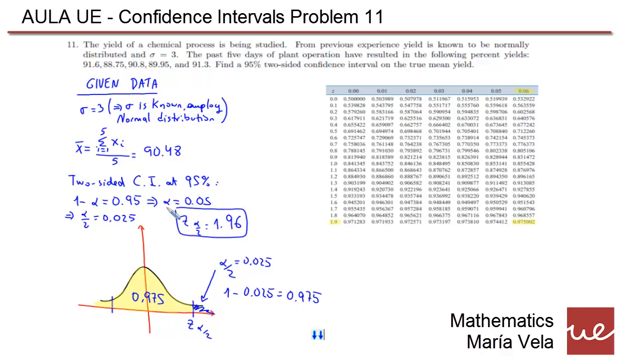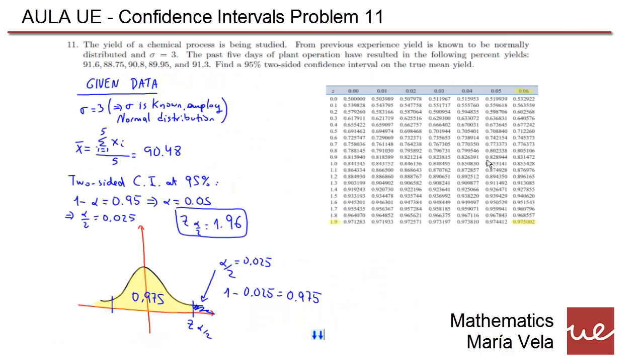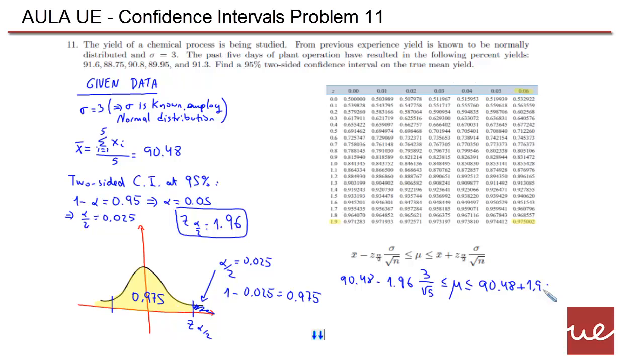Okay, now we just need to copy the formula for the confidence intervals. Let me just copy from our notes just to use the same notation. In this case, it's just x bar, the sample mean, plus or minus z alpha halves times sigma over square root of n. So in this particular case, it's just 90.48 minus 1.96 times 3 over square root of 5, smaller or equal than mu, the population mean that we want to compute the confidence interval for, and then the right hand side is the same with a plus instead of a minus in front of the 1.96.